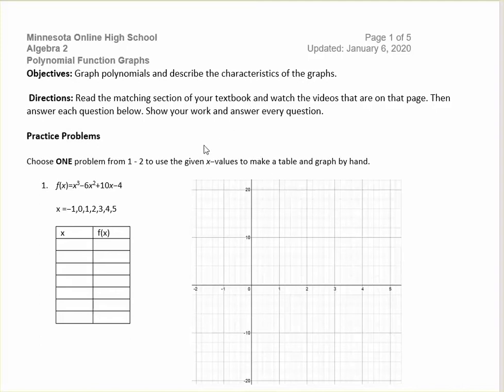In this video, I'm going to review some of the problems from the polynomial function graphs. The first part we're going to do is graph by hand some polynomials. We're given the function f of x equals x to the third minus 6x squared plus 10x minus 4, and we're given a bunch of points to use for x.